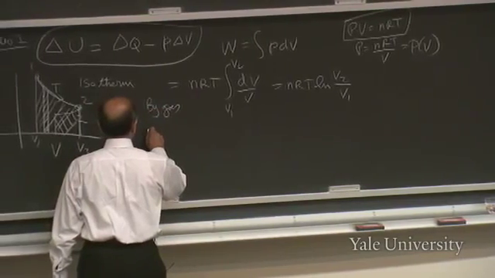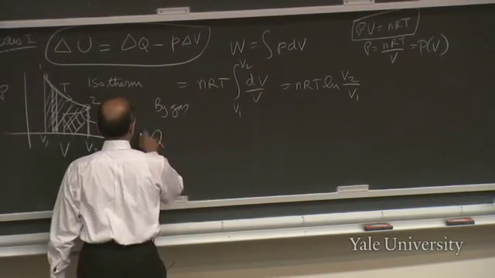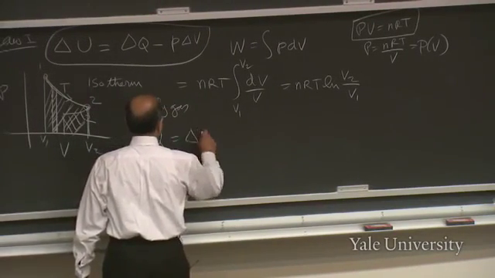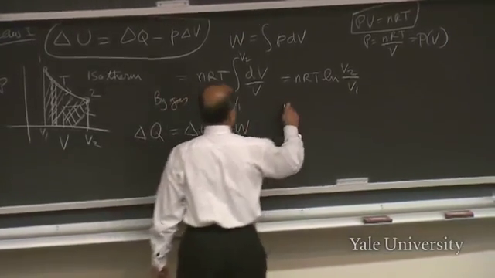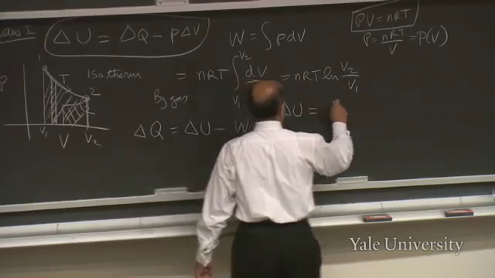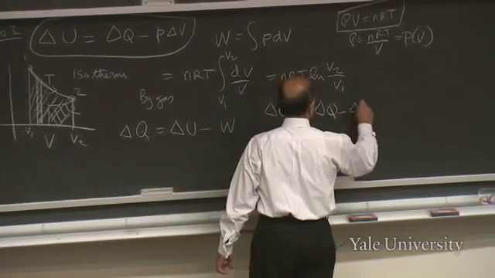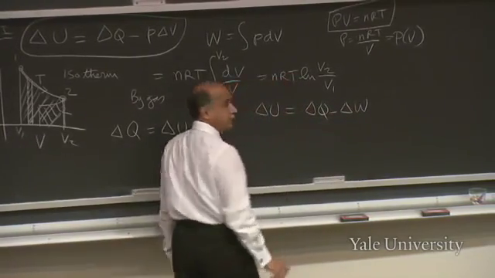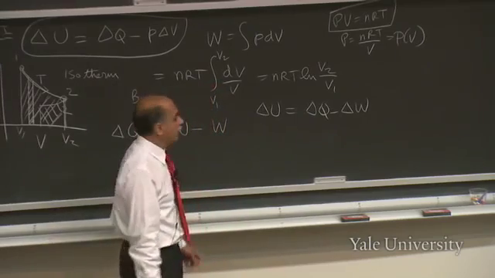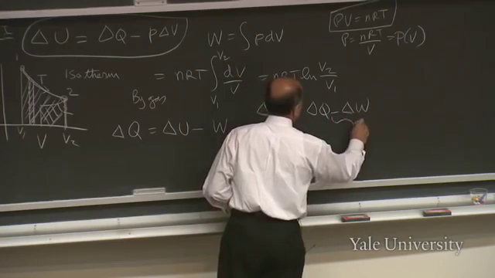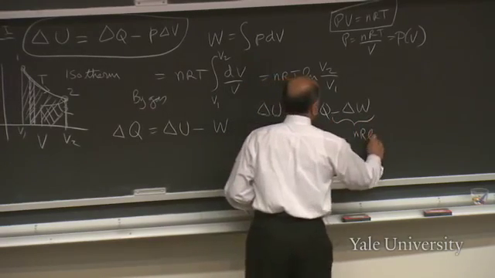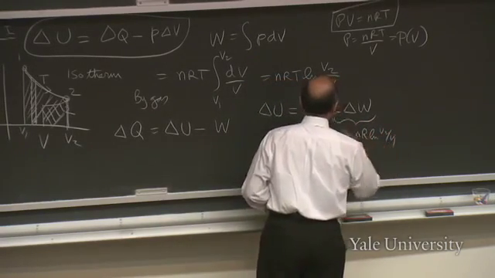What is the heat input? The heat input is the change in internal energy minus the work done. Let me see. The law was delta U is equal to delta Q minus delta W. Yeah, let's go back to this law. In this problem, delta W is what I just calculated, nRT whatever log V2 over V1.